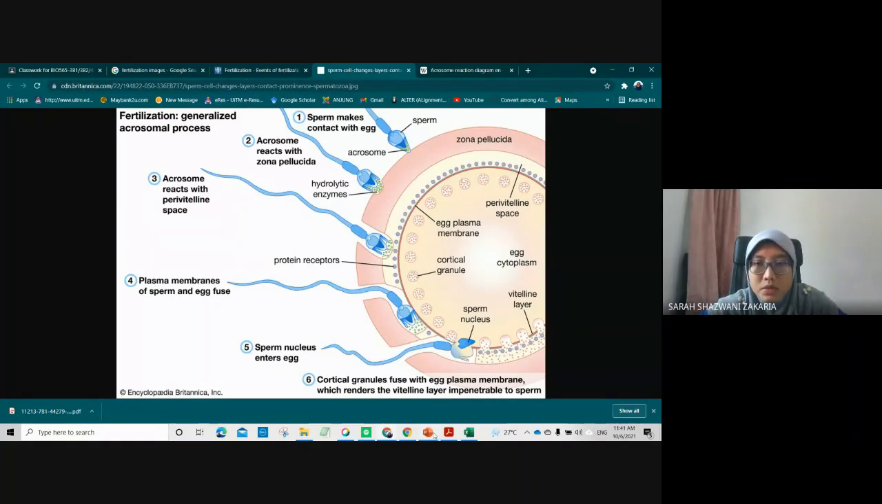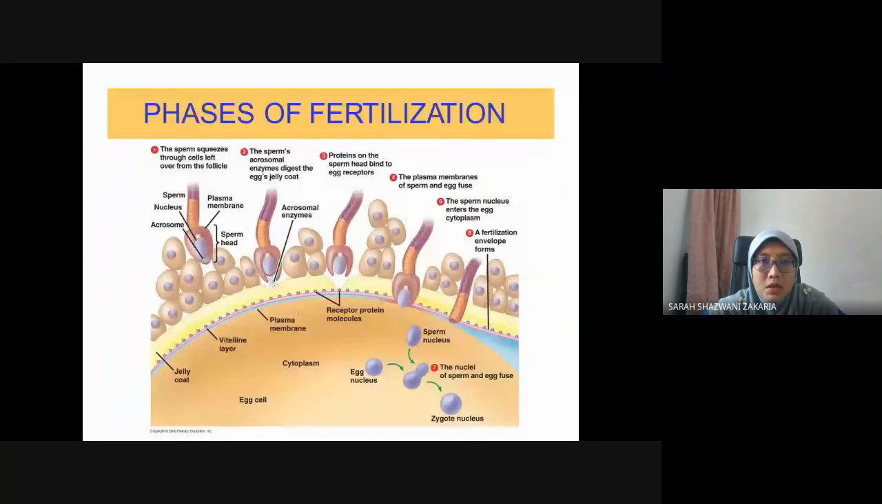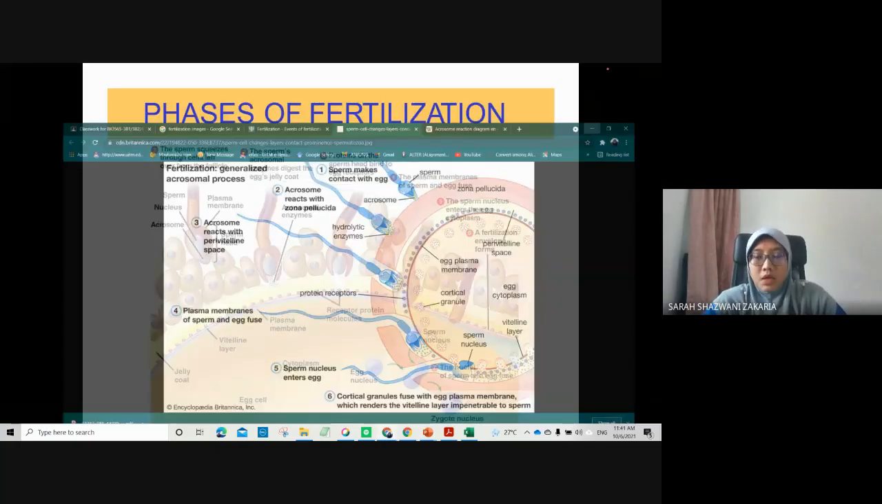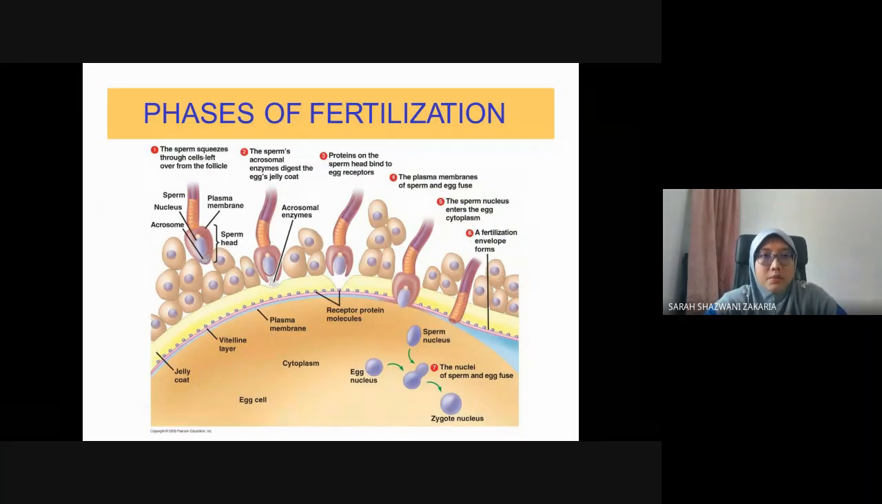It will really help you to understand the steps after this. So these are the phases of fertilization. You can use this slide, or you can use another slide, or the one that I showed you just now, just to get the point, and then you have to elaborate on each step if you have to answer essays. The first one: the sperm squeezes through cells left over from the follicle. These leftover cells are actually the corona.